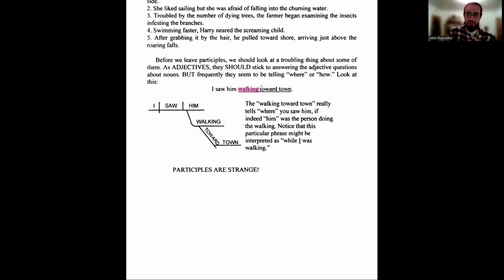It would be better, if you wanted to say that you were the one walking towards town, to actually move it in front. I, walking toward town, saw him, right? And you have to separate walking toward town there with commas. Okay, that's the end of participles. Those last bits are a little difficult. Okay, and trust me, once you finish participles, you're going to be really happy once you go to infinitives, which are a lot easier.